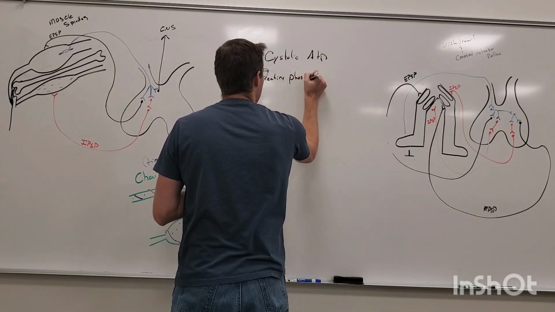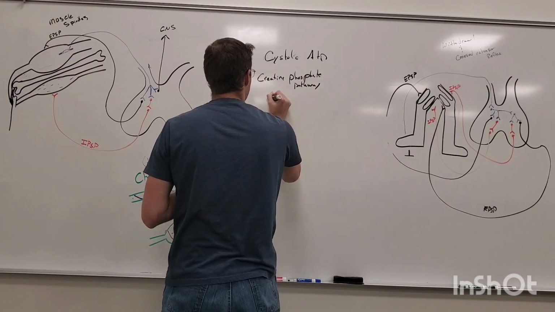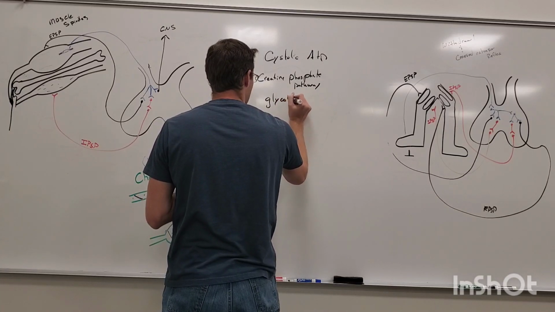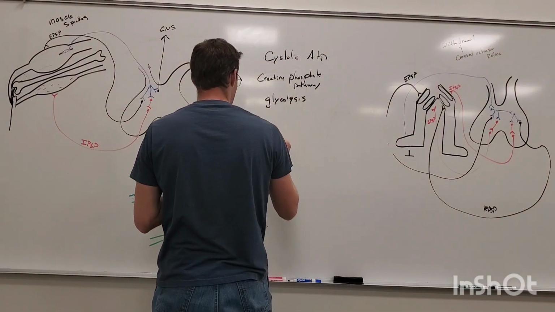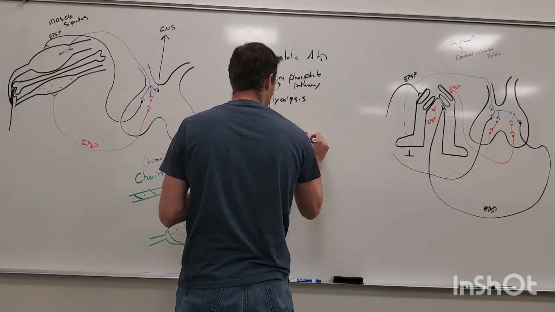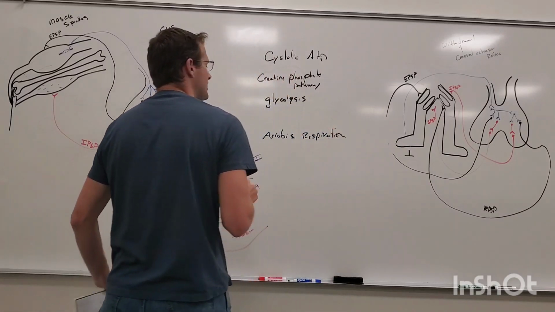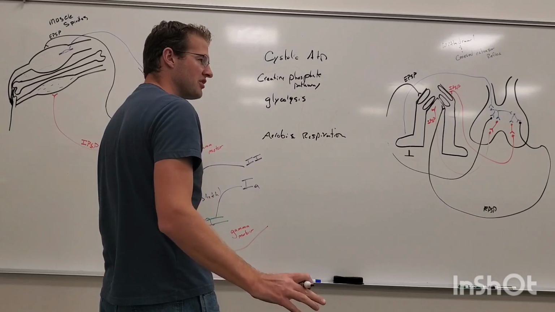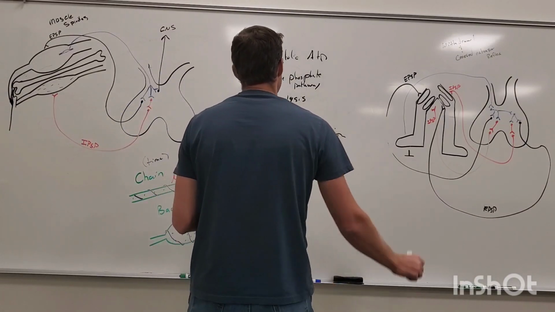You have the creatine phosphate pathway. You have glycolysis. And you have just aerobic respiration. So cytosolic ATP, this is just ATP that's found in the intracellular space. It's available. You have probably about 5 to 6 seconds of cytosolic ATP.